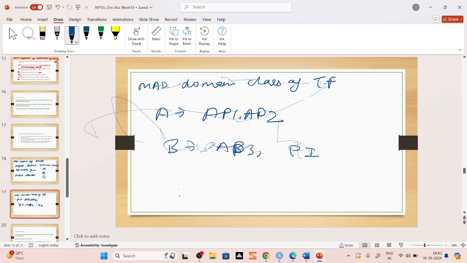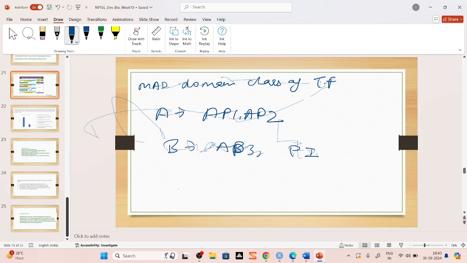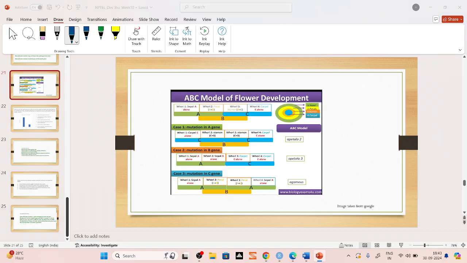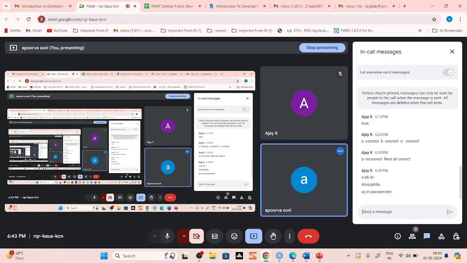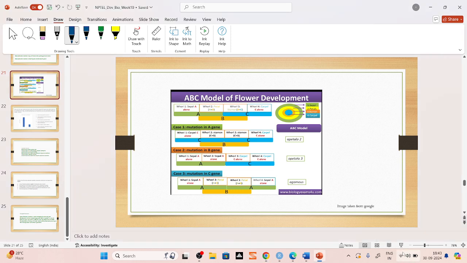Now let us try to see with this figure. This figure will explain it very easily. What happens? Yeah, parasegment, Ajay, you are right, in Drosophila development it happens. Now you see here.